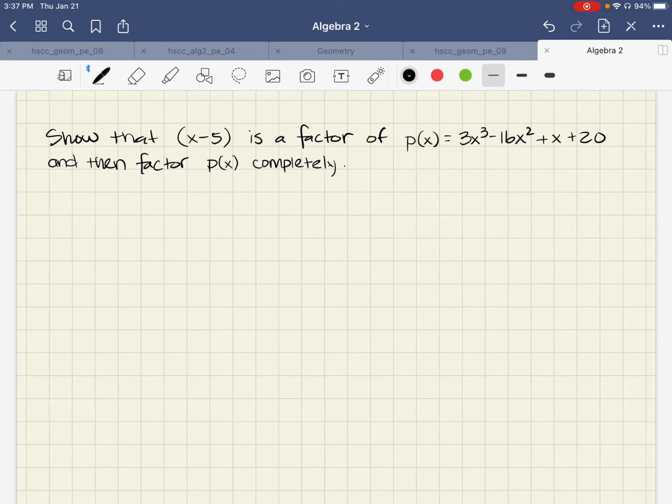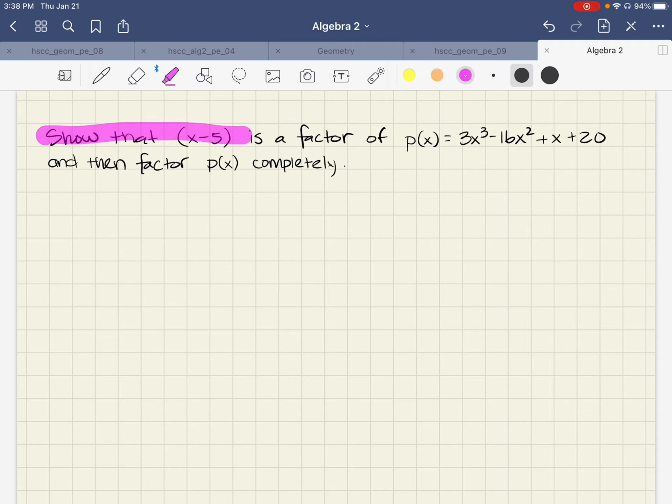So check this out. This is an example of the question for the homework. Show that x minus 5 is a factor of p of x, which is equal to 3x cubed minus 16x squared plus x plus 20, and then factor p of x completely. So there are two parts to this question, all right? And that's what I want to focus on.